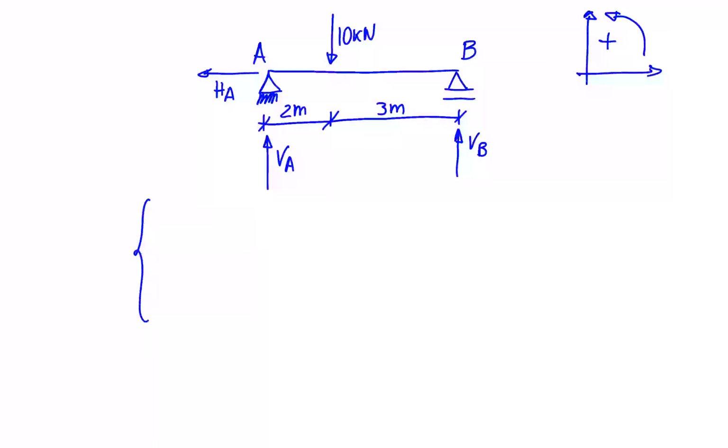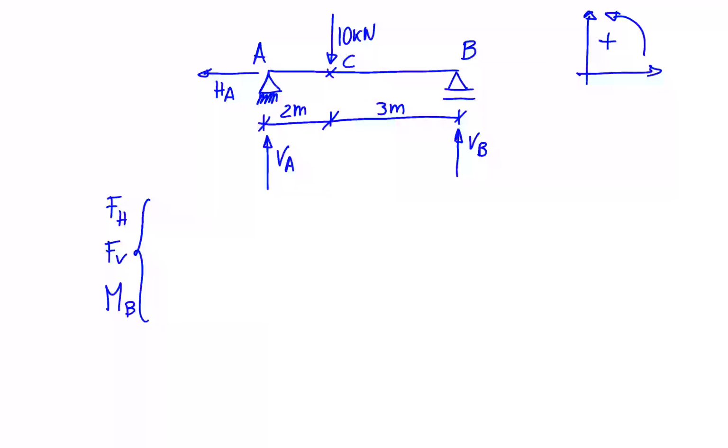and to compute those I need three equations of equilibrium: horizontal forces, vertical forces, and moment to a point. That could be B. Doesn't really matter. A or B would both be simple solutions because they would lead to simpler equations, but I could use a point C if I wanted.